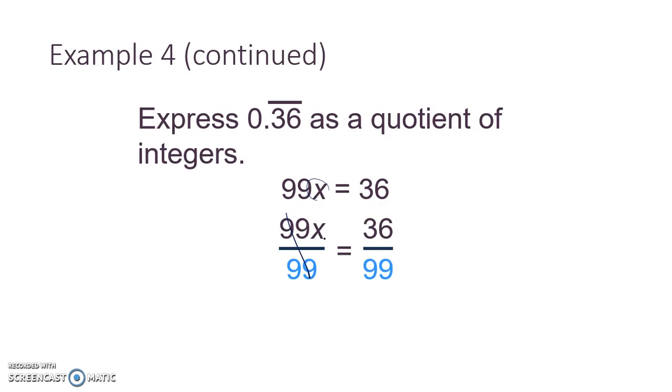That gets rid of our 99s, and we end up with x equals 36 over 99, which actually reduces to 4 over 11. So if we wanted to write 0.36 repeating as a fraction, it would be 4 over 11. And I'd encourage you to go ahead and put 4 divided by 11 in your calculator, and that lets you see that it is 0.36 repeating.